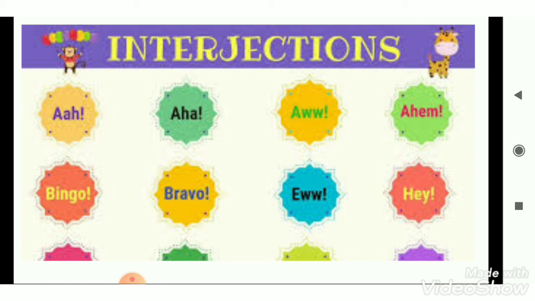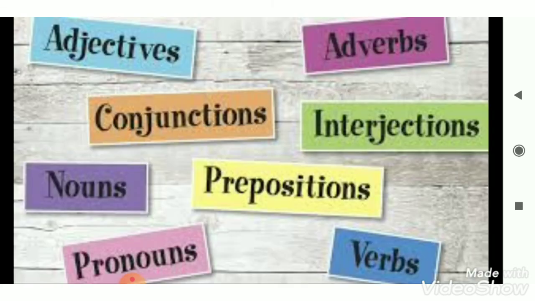So let's sum them up. Noun. A noun is a naming word, so basically any name. Sheila goes to school. So Sheila is a noun. An adjective is a describing word. So Sheila is a good girl. So basically good is an adjective. Sheila is a tall girl. So tall is an adjective.